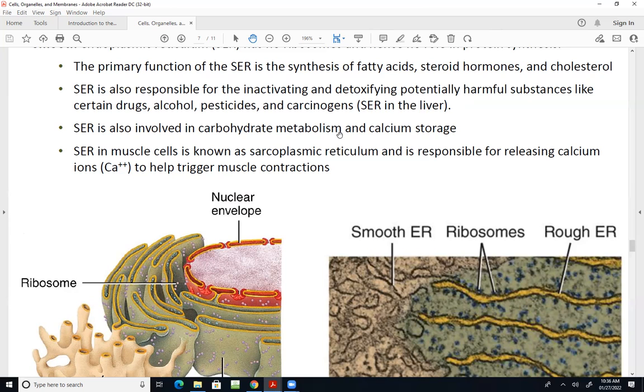SERs also are involved in carb metabolism and calcium storage. And in a few weeks, we're going to talk about the SER in our muscle cells, where we will change its name and call it the sarcoplasmic reticulum. But it is responsible for releasing calcium ions that help trigger muscular contractions.